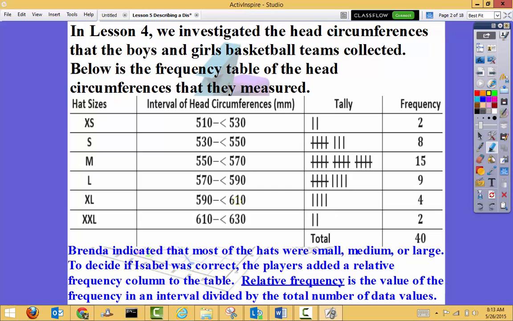Now, here's our next part that we're going to work on today. Brenda indicated that most of the hats were small, medium, or large. To decide if Brenda was correct, the players added a relative frequency column to the table. So we're going to add one more column to this table called relative frequency. Relative frequency is the value of the frequency divided by our total number of data points. So how many data points do I have? I had 40, so I divide my frequency by that 40.